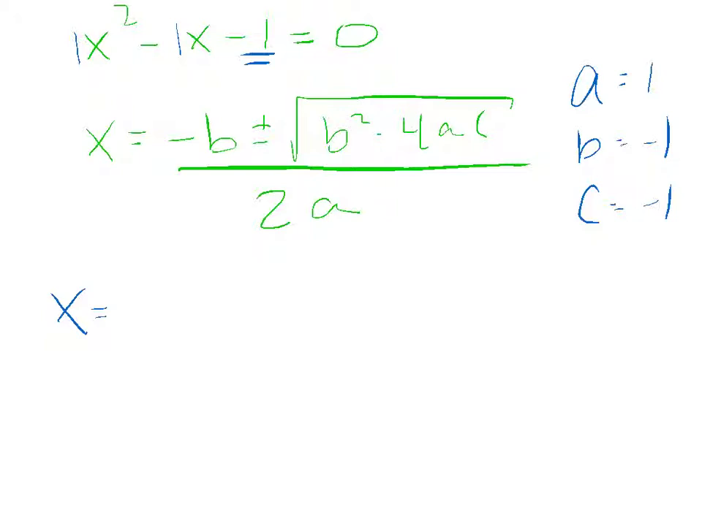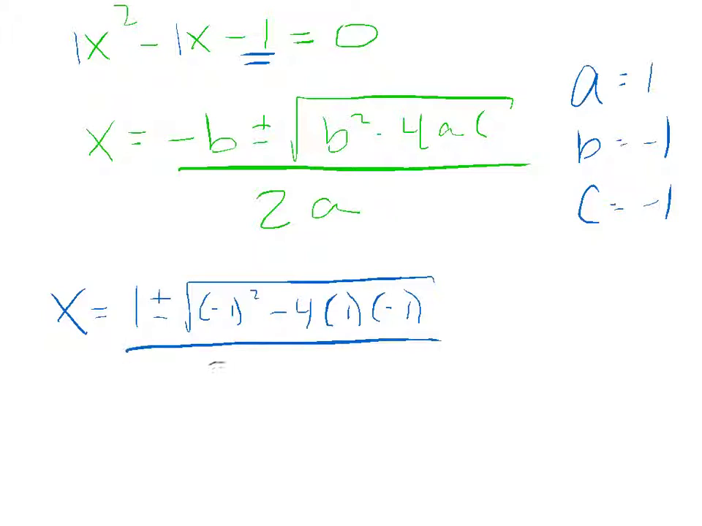So x is going to be negative b. B is negative 1, so negative that is positive 1, plus or minus the square root of b squared. So negative 1 squared minus 4 times a times c, all over 2 times a. Now, if you just follow the order of operations and simplify this, you end up with 1 plus or minus the square root of 5 over 2.